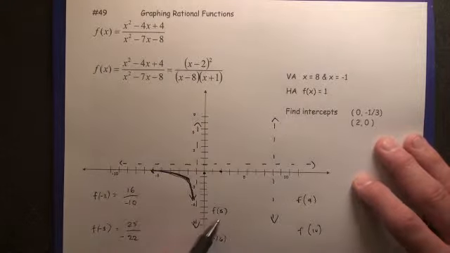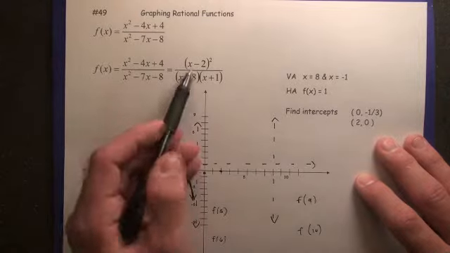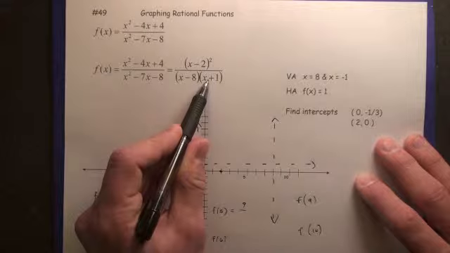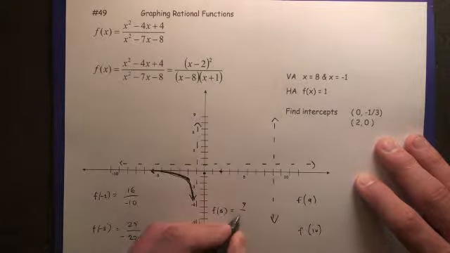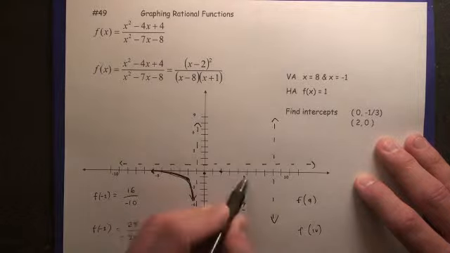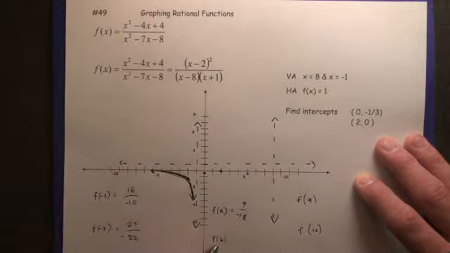Now we're going to go to the middle region. Plug in 5. What do you get? That's 3 squared, which is 9 for the numerator. And then that's what? -3 times 6, which is -18. So about -1/2 when you plug in 5. So 5 comma -1/2. Plug in 6.